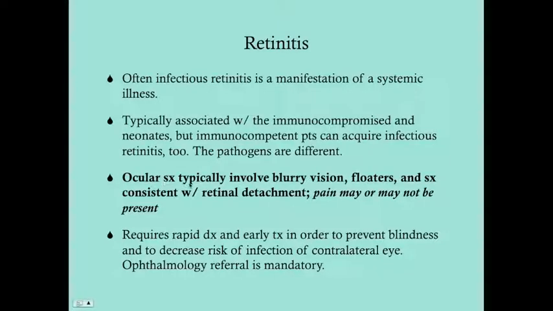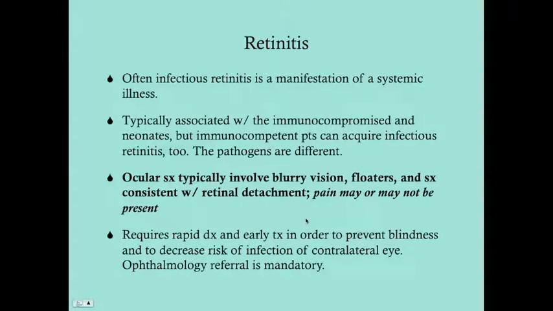Ocular symptoms for retinitis almost universally involve blurry vision because, remember, your retina is where you receive the image. And then floaters and symptoms consistent with retinal detachment. And that's because when you get an infection of the retina and you have inflammation, it's only a matter of time before that tissue starts to detach from the underlying supportive tissue. So blurry vision and floaters are practically universally associated with retinitis.